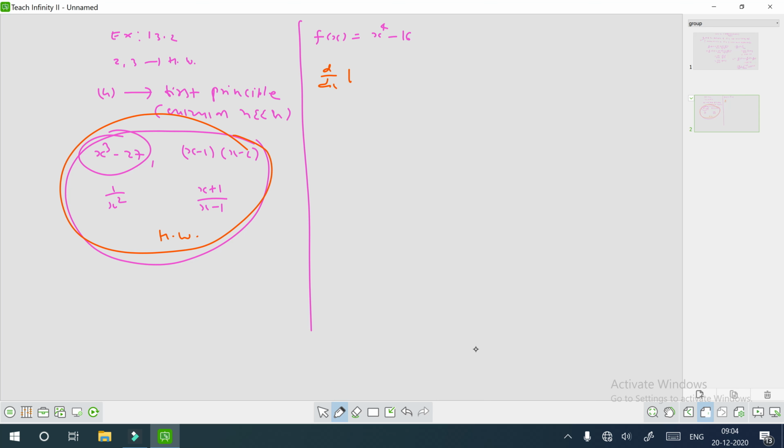d by dx of f of x, that we know, limit t tends to x, f of t minus f of x over t minus x. This implies d by dx of x raised to 4 minus 16 is equal to limit t tends to x. Here we don't want a particular point. We want derivative of a function using first principle with respect to x only, not at a given point.